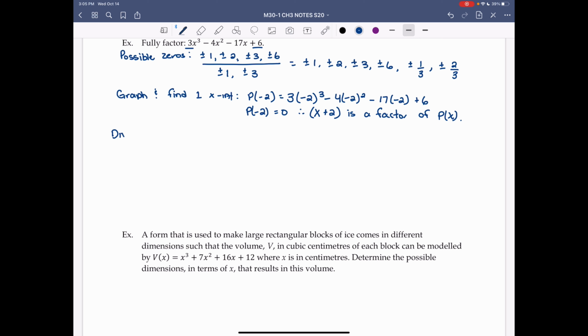Next, we want to divide p of x by x plus 2 in this case. That was the factor we just found. Using long division or synthetic division. Again, I'm going to use synthetic. Our coefficients are 3, -4, -17, and 6. We're not missing any. We have x cubed, x squared, x, and then constant. Draw the line. Our factor is x plus 2. Drop down the first coefficient. Multiply.